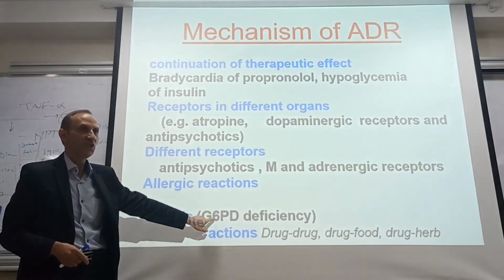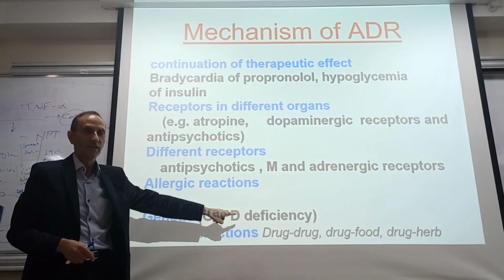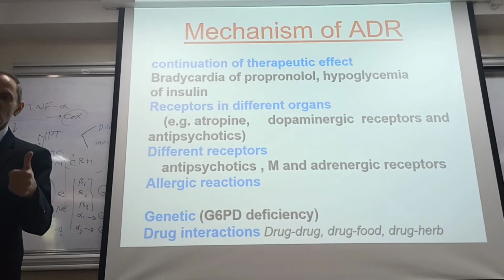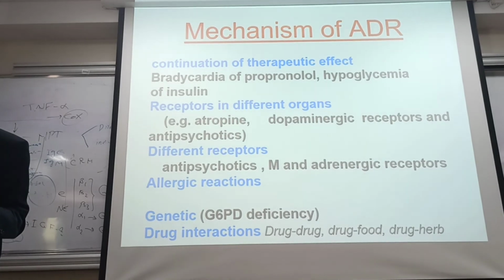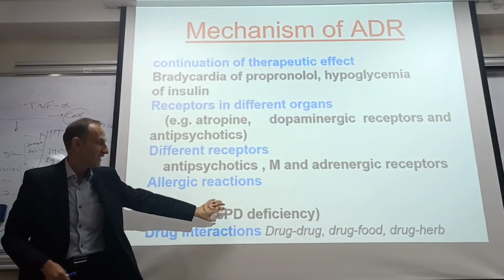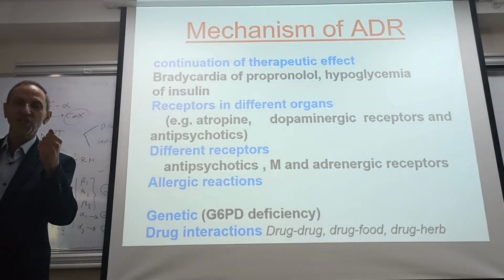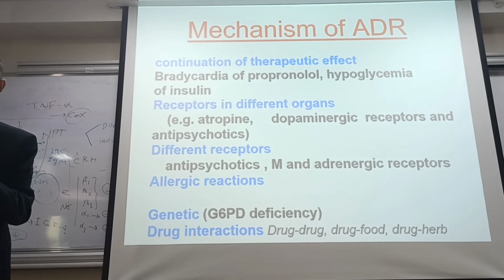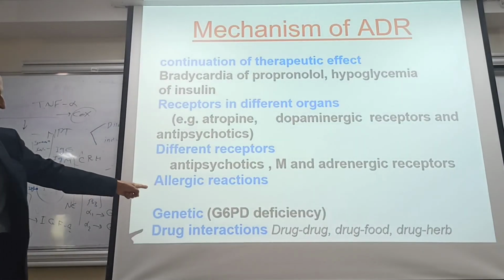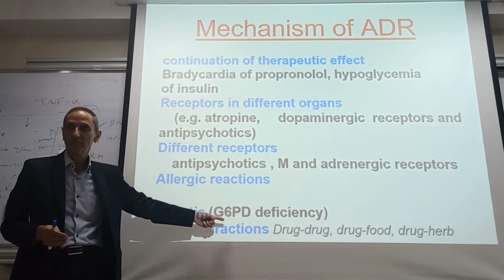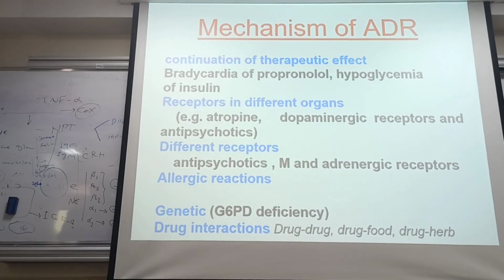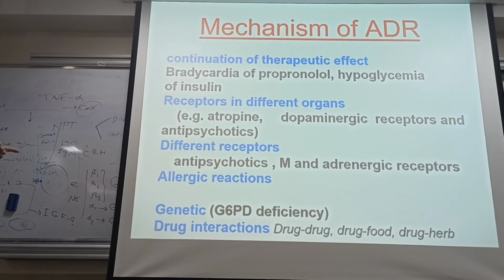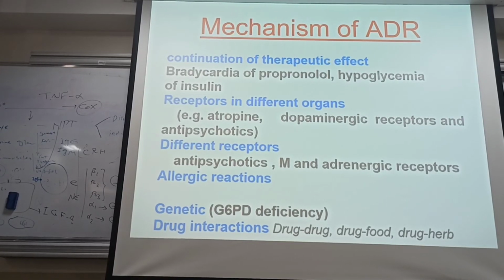When we have G6PD deficiency, G6PD is glucose 6-phosphate dehydrogenase. This enzyme is very important for protection of red blood cells. And genetically, some patients have deficiency of this enzyme. One of my children has G6PD deficiency. It's genetically determined.